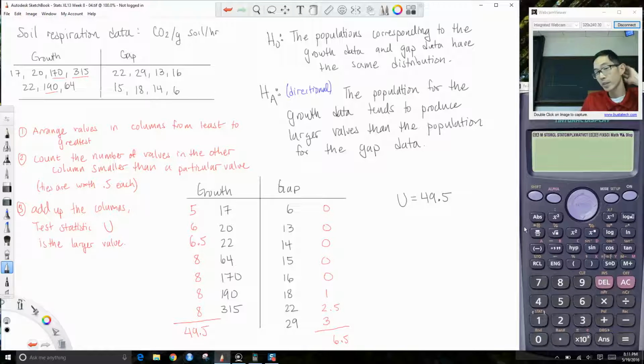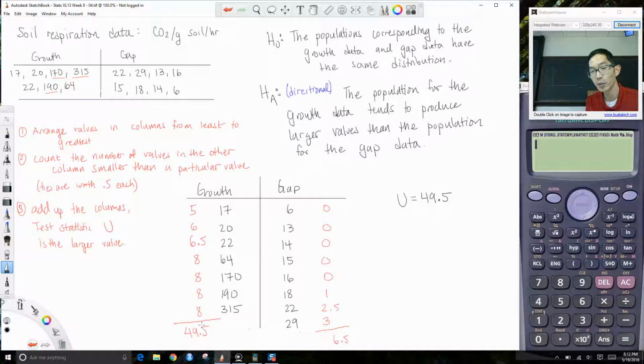Okay, and at this point, we're going to go to a reference table specifically for the Wilcoxon Mann-Whitney test, and we're going to look up this test statistic U to get a p-value. I should note that because we have a directional alternative, we should check to make sure that directionality is met. Here it says the population for the growth data tends to produce larger values than the population for the gap data.